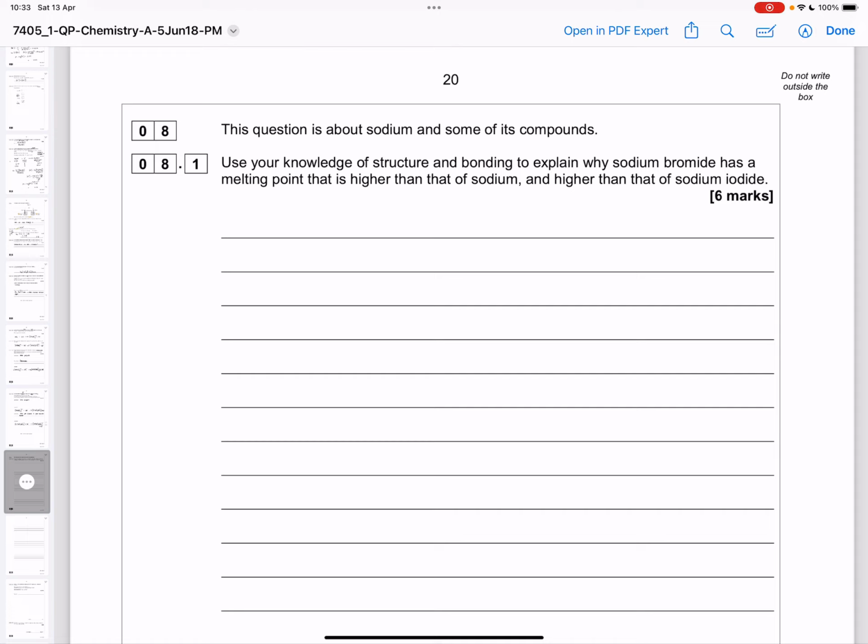So I think the first thing that we need to do is look at the structure and bonding in each of these three compounds and element, sodium. So if we start with looking at sodium. Sodium is a metal. So sodium has a giant metallic lattice structure.